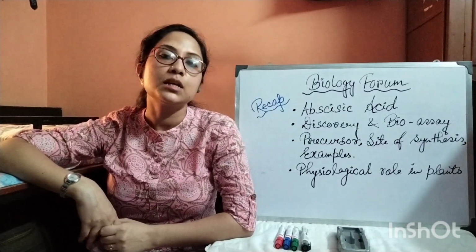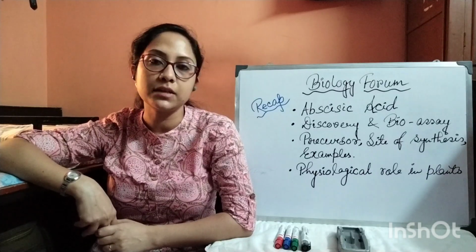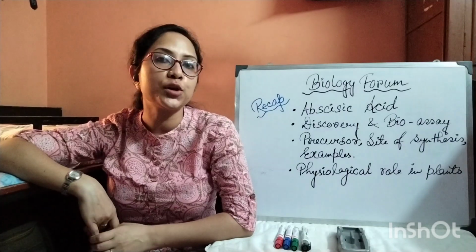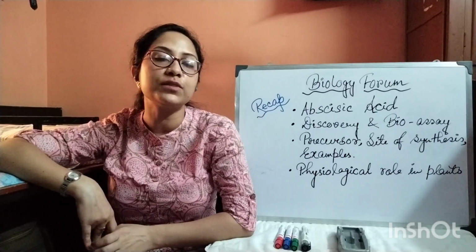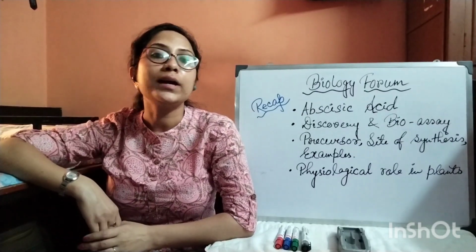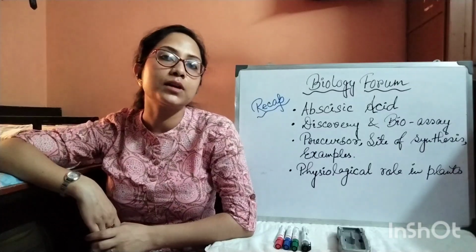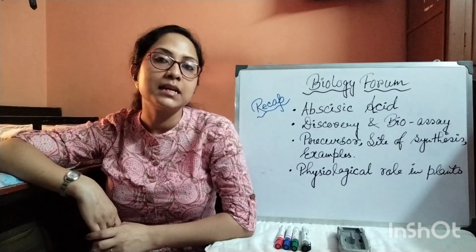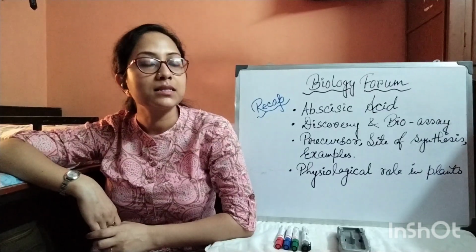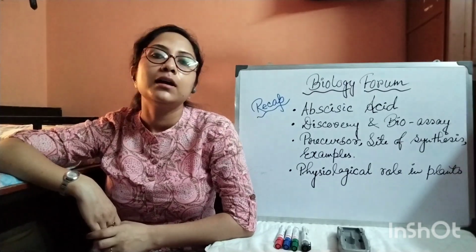In the previous class, we studied abscisic acid, which is the fifth growth inhibiting hormone in plants. We have almost covered the total hormonal portion, or the physiological role of each and every hormone, in our previous classes. So, let's quickly get into the recap of our previous class. We studied abscisic acid, its bioassay, discovery, its physiological role in plants, precursor molecule, site of synthesis and various examples as well.